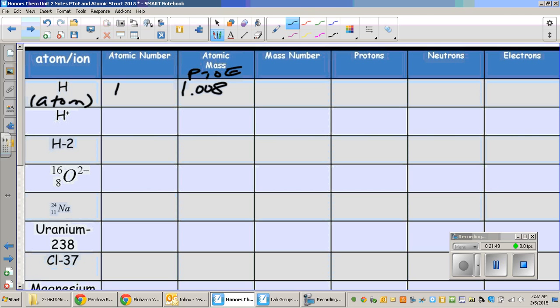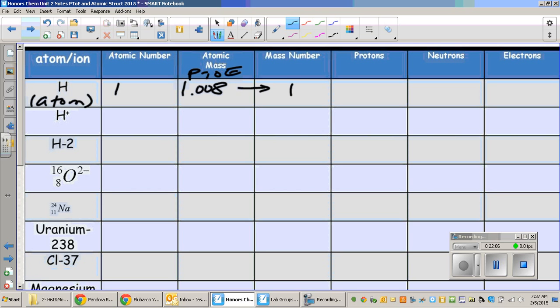When we want just the mass number, it's usually going to be given to us, or we'll round this one to the closest, because the mass number must be a whole number, no decimals at all. Atomic mass is whatever the periodic table gives you, you've got to take it.